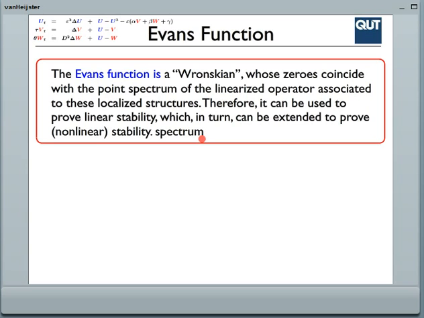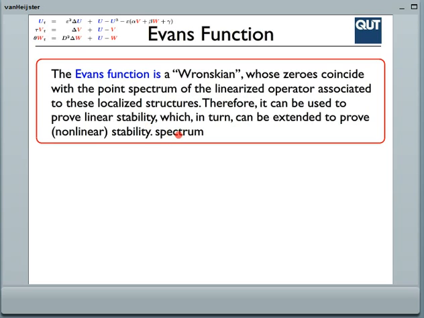This eigenvalue problem will have essential spectrum and point spectrum. The essential spectrum is okay for this problem, which will be shown. But now we have to determine the point spectrum, which is hard. For this, we can use the Evans function to prove the linear stability in the end.